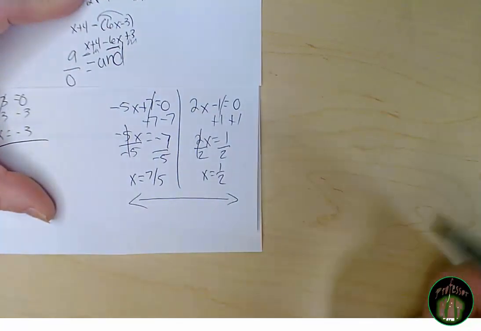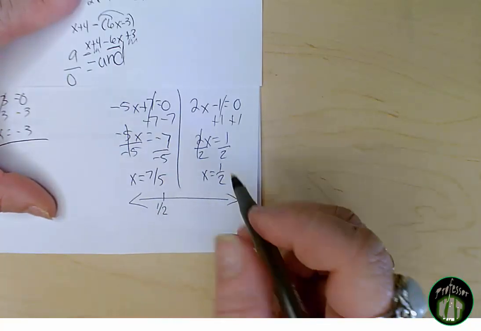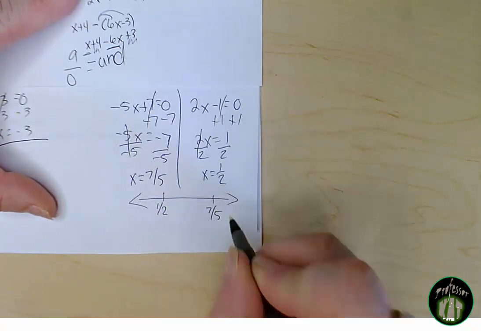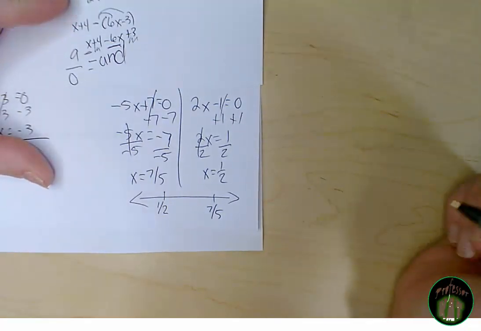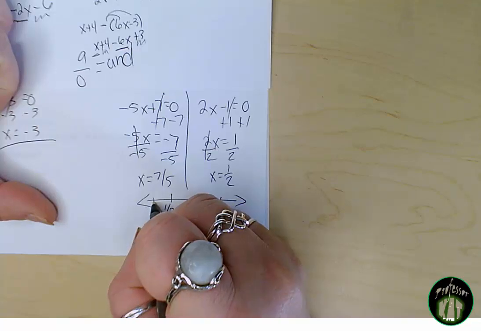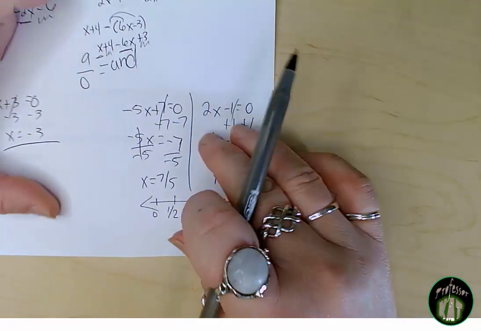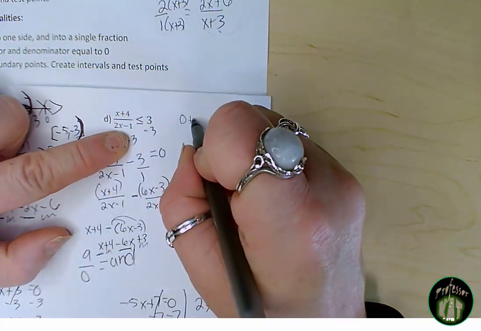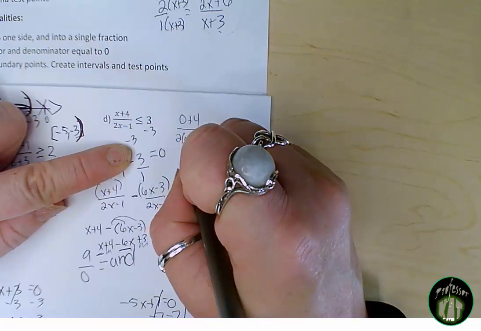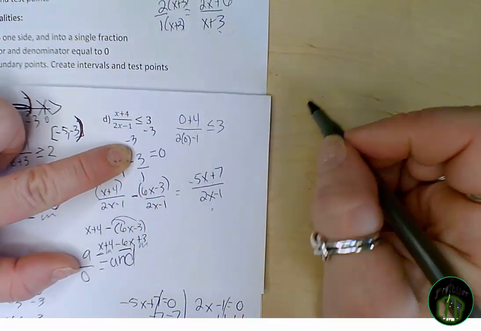When we do our line graph here, so let's see, our 1/2 is going to be over here. And our 7/5 is going to be over here. It is greater than 1/2. Right? And we are going to test our intervals. Now with this one, 0 is all the way over here on the left-hand side. So I'm going to plug in 0 to our original inequality, which is going to be (0 plus 4) over (2 times 0 minus 1). Is that less than or equal to 3?